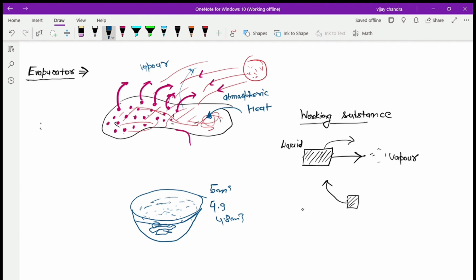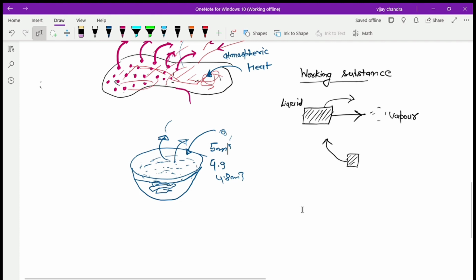Because it is getting heat from the atmosphere, and by getting this heat, the water molecule is converting into the vapor molecule. Okay, and now these are releasing in the atmosphere. So this is evaporation, and during this evaporation process, obviously the temperature of the water is decreasing, or the atmosphere temperature is decreasing at that time. Okay, so this is the basic funda of evaporator.